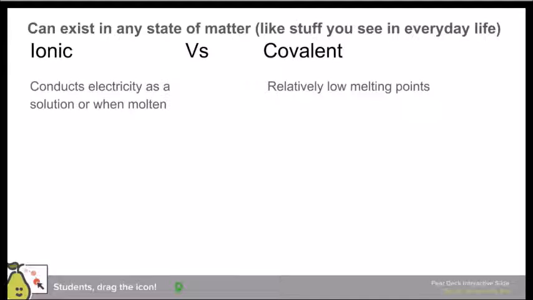Covalent things typically have relatively low melting points. That's because in covalent stuff, we're breaking intermolecular forces. We're breaking the bonds between 2 water molecules, not inside of the water molecule, but between 2 molecules. And that's a later unit, nothing to worry about now, but covalent tends to have a relatively low melting point.